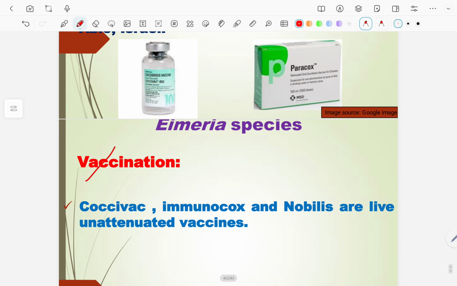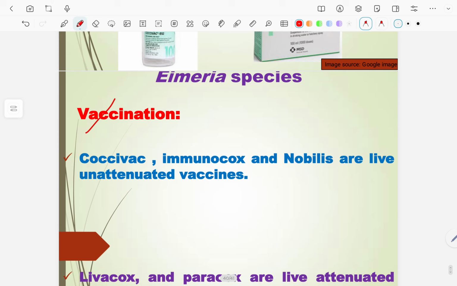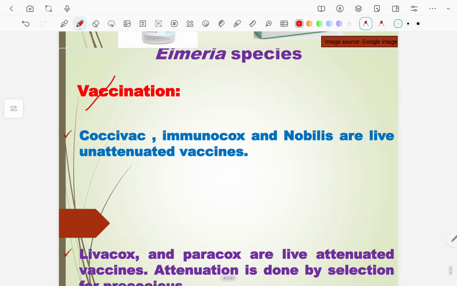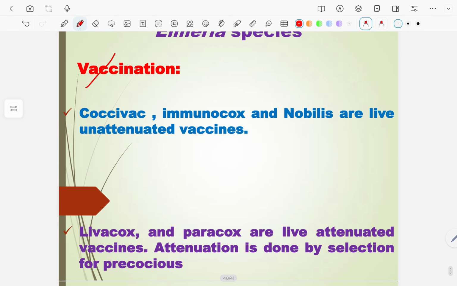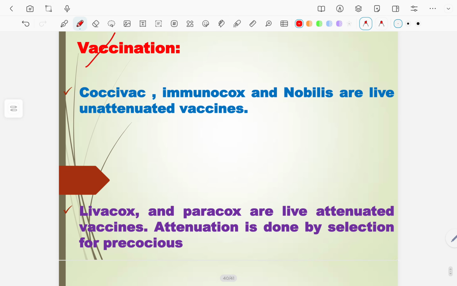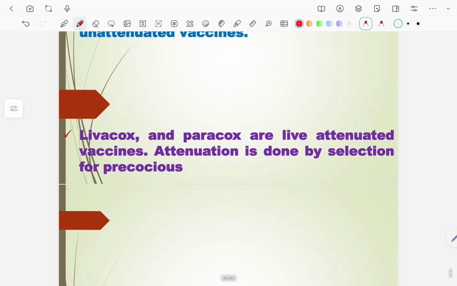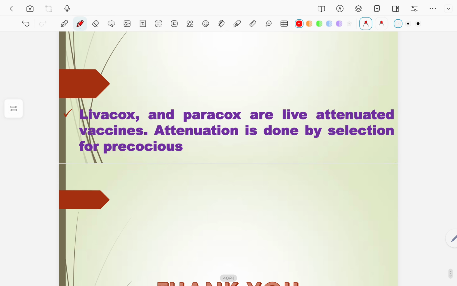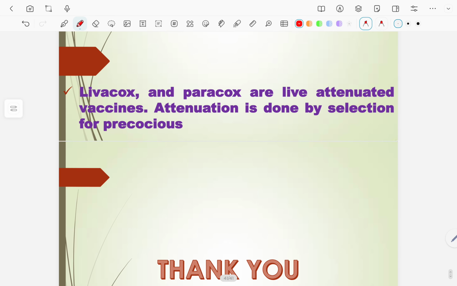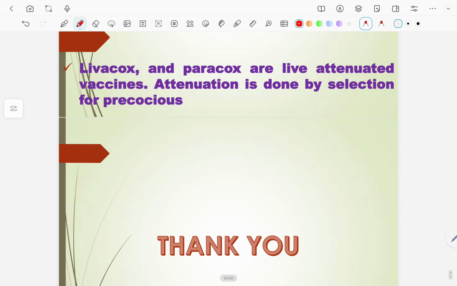Vaccination. Coccivax and Immucox, Nobilis are live unattenuated vaccines. Livacox and Paracox are live attenuated vaccines. Attenuation is done by selection for precocity.